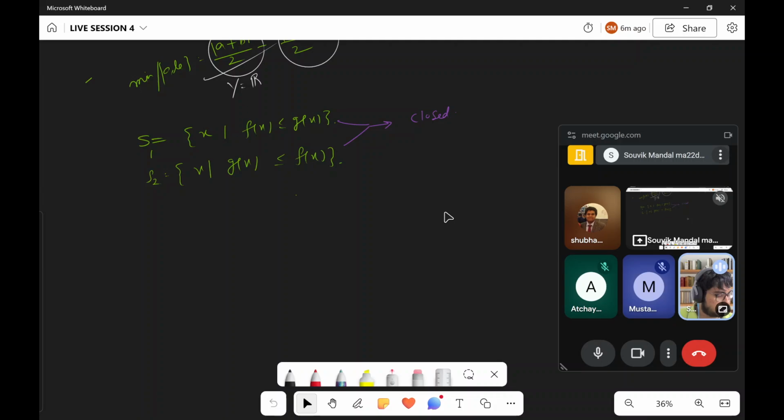So clearly h(x) equals f(x) when x belongs to S1, and h(x) equals g(x) when x belongs to S2. As well as, if a point lies in the intersection of S1 and S2, that means f(x) equals g(x), so the functions f and g agree on the intersection. So by the gluing lemma, we can say that h is continuous. Is the argument clear?